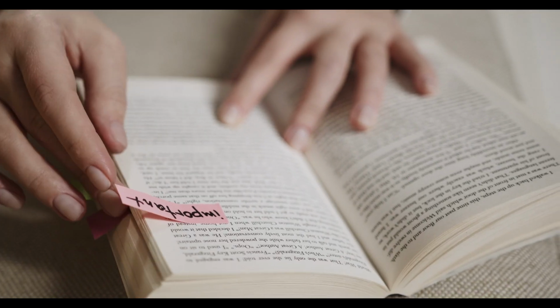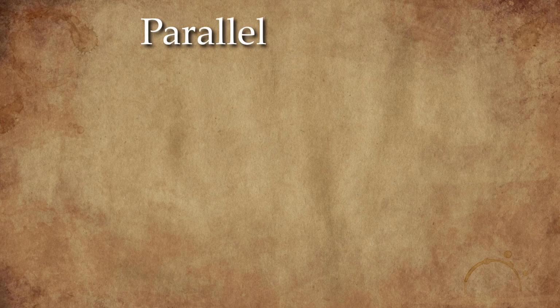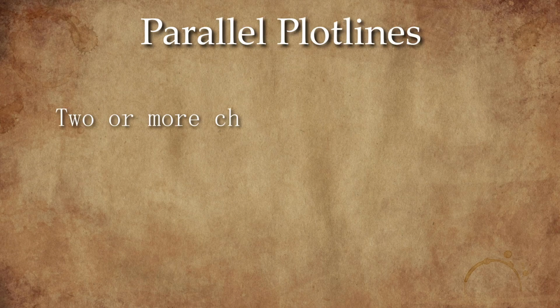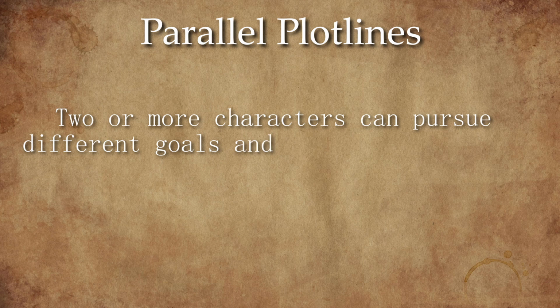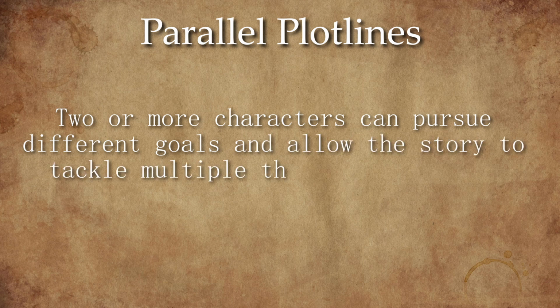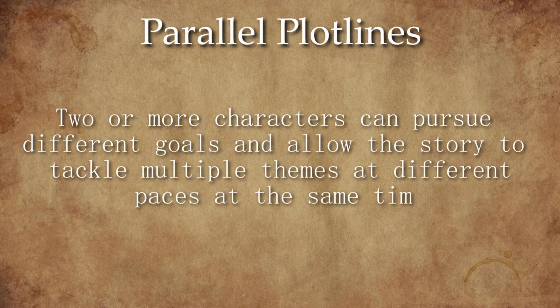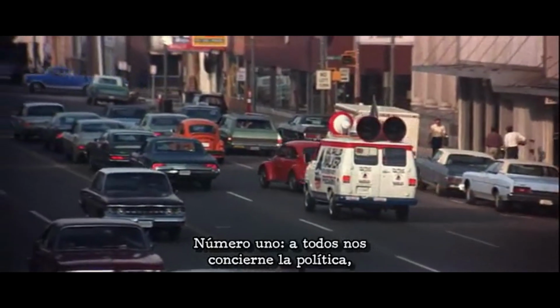And most importantly is the use of the parallel plotlines themselves. These allow two or more characters to pursue different goals and allow the story to tackle multiple themes at different paces at the same time. These plotlines or narratives can even contrast or complement each other, permitting the story to even critique itself. But that is not what takes place in Nashville.